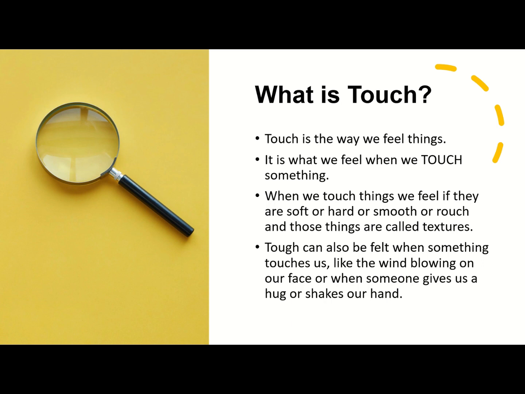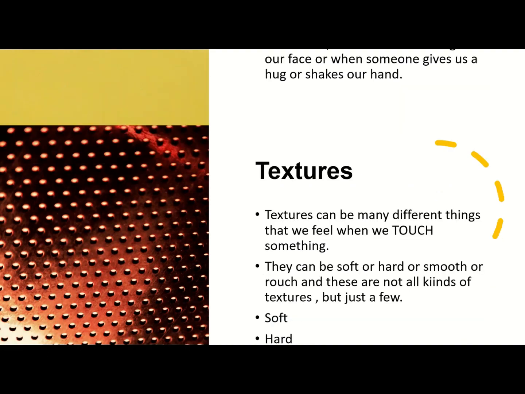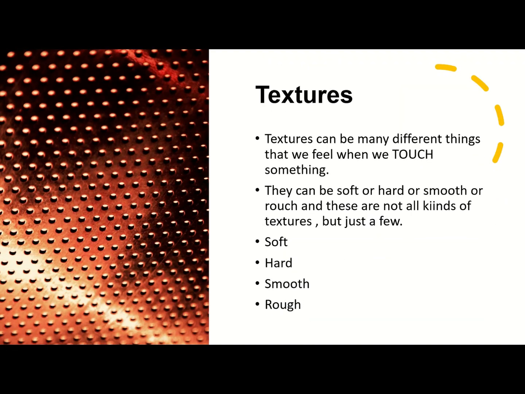So what is touch? Touch is the way we feel things when we touch something. When we touch things, we feel, and that's how we use our sense of touch. So when you touch your tablet or your phone, you feel the screen is smooth because it's glass. Or when you touch a rock or a piece of wood at the playground, you feel how hard it is. Or if you touch a piece of sandpaper or pick up a handful of sand at the beach, you feel how rough that is. That is what touch is.